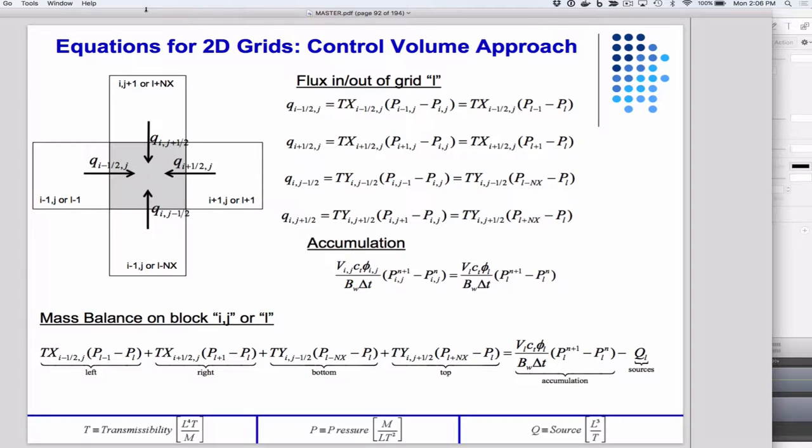So the question we're going to answer today, then, is what are these transmissibilities? Okay.